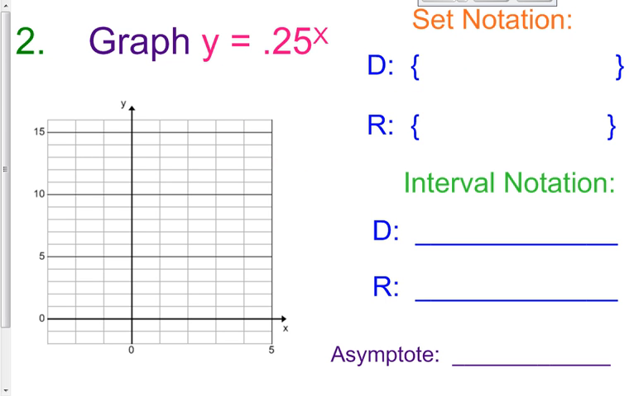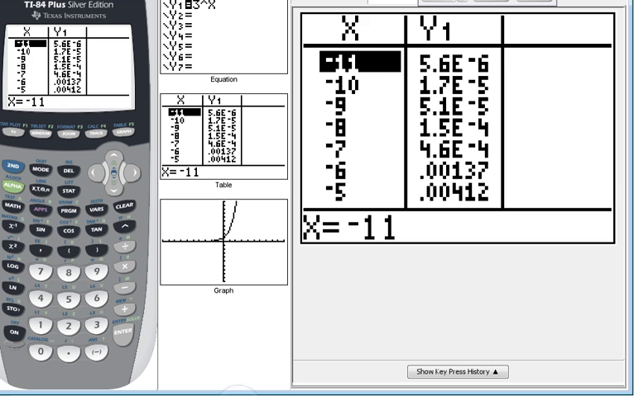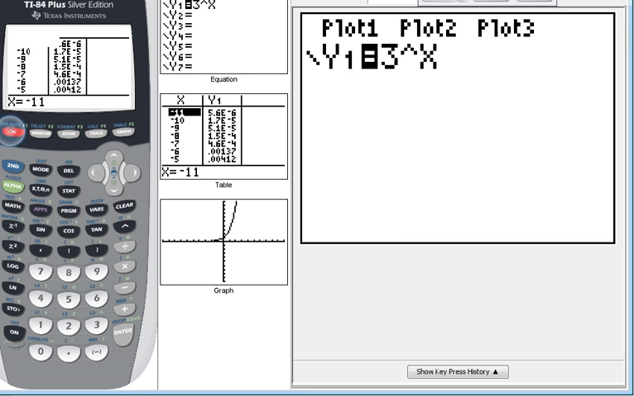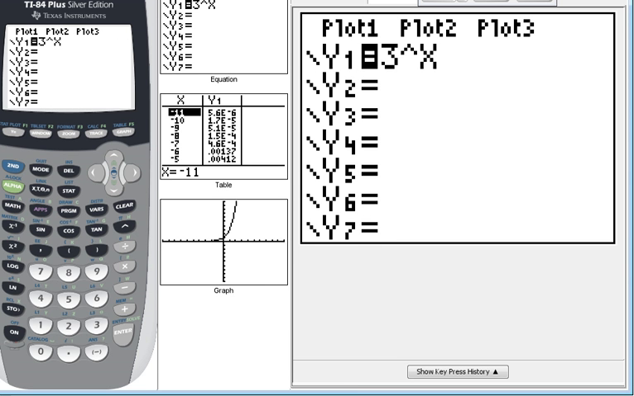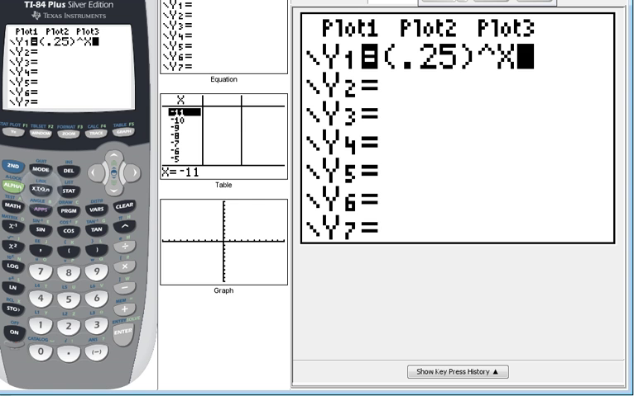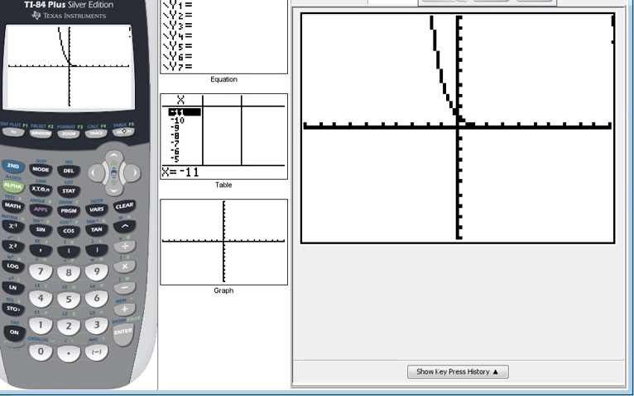Let's put this into our graphing calculator, please. 0.25 raised to the x. Y equals 0.25 raised to the x power. And we graph this. And as you can see, we do have it decaying. It's going down and to the right.